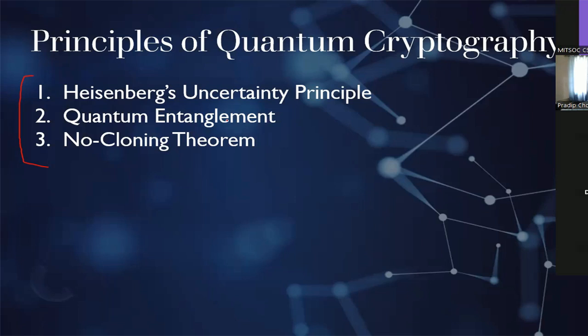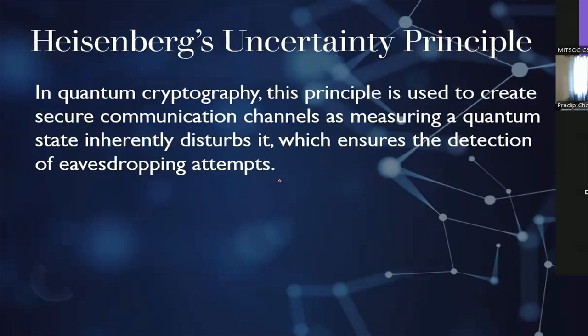Out of these, the first one is Heisenberg's uncertainty principle. We'll see these principles in a little more detail in later slides or upcoming presentations. Then we have quantum entanglement and the no-cloning theorem. These are the three important principles we are going to use in the most popular algorithms in quantum cryptography. I'm just giving short descriptions, because we will see the practical use of these principles later during the example.